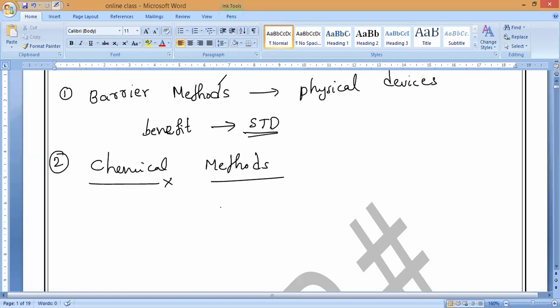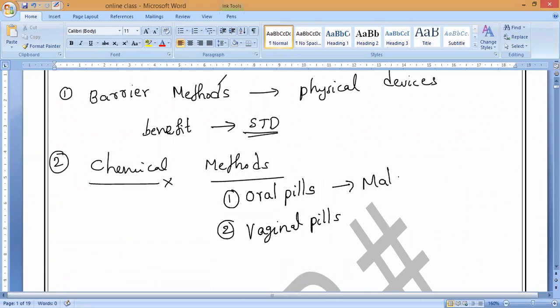We have two kinds of pills. The first one is oral pills, and the second one is called vaginal pills. The most famous contraceptive pill in India is Mala-D. This is the famous oral pill in India to prevent pregnancy in females. These oral pills are made of specified drugs, which we call oral contraceptives, also known as OC pills, oral contraceptive pills.